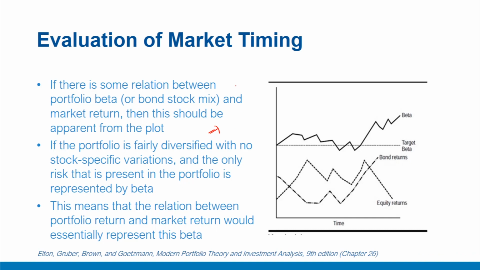This means that the relationship between the return and market, which is this beta, is the only risk associated with that portfolio, and if at all there is any idiosyncratic risk, that is very small. The same thing is captured with the bond stock mix as well. So you compare the movement of your beta over time or bond and equity returns in the market and also the target beta that is stated by the fund manager and see if there are any deviations.